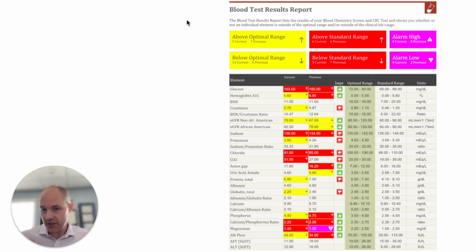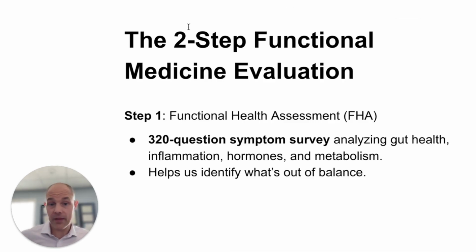So it's much different than just getting your test and being like, okay, it's in or out of reference range. We get to analyze each marker specifically. We get to put these markers into collections and understand what a particular body system is doing. And now I get to show you exactly how that equates to the evaluation.